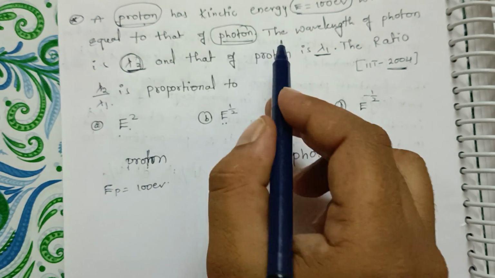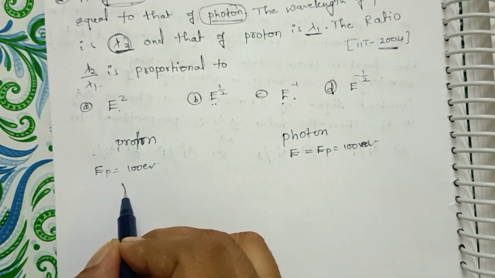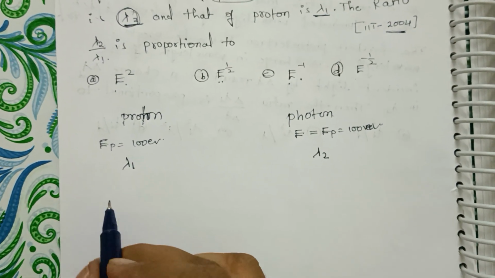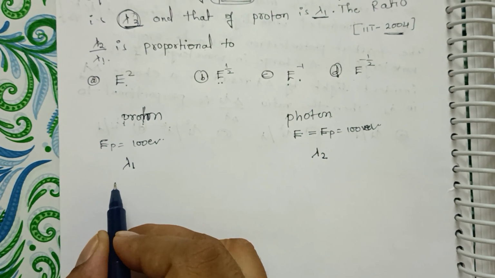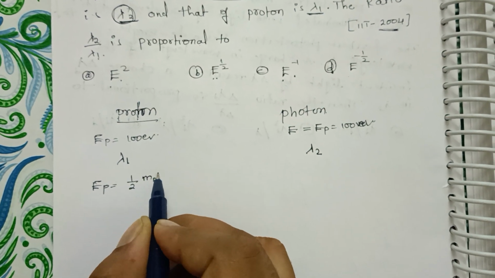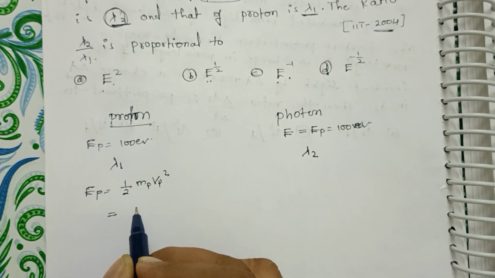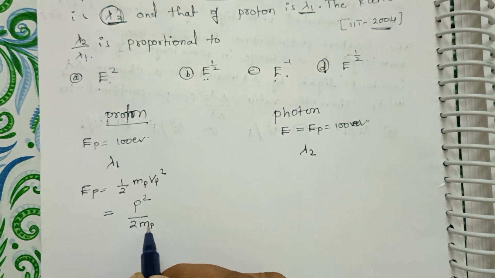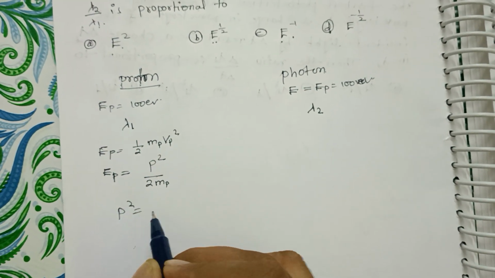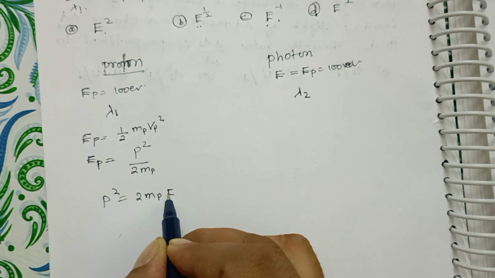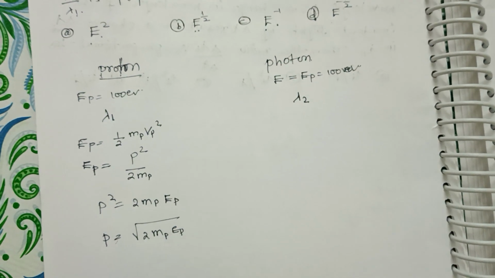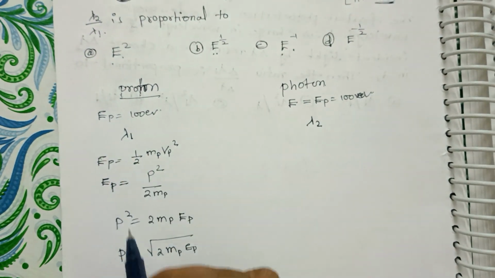That is the information given, and he is representing the wavelength of the proton with lambda 1, the wavelength of the photon is lambda 2, and is asking the ratio of that. Okay, now listen. Coming to the wavelength of the proton. The proton is a particle which has a kinetic energy Ep equal to 1 by 2 mp vp square, which can be written as p square by 2 mp equal to Ep. From here I could write p square equal to 2 mp Ep, where the momentum is root of 2 mp Ep. From this I will try to write in terms of wavelength.